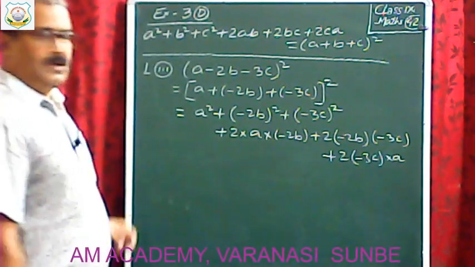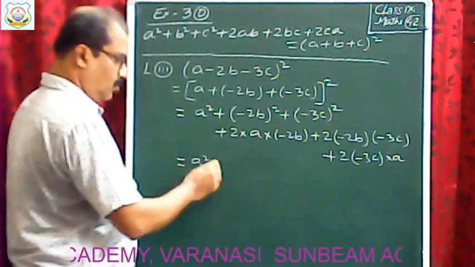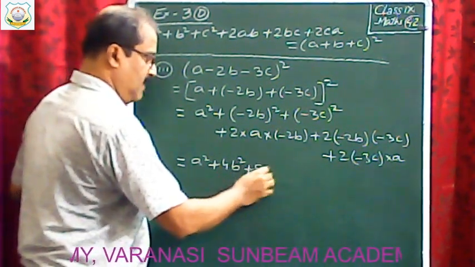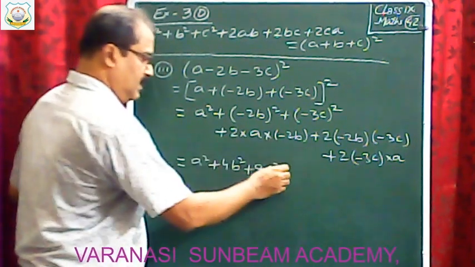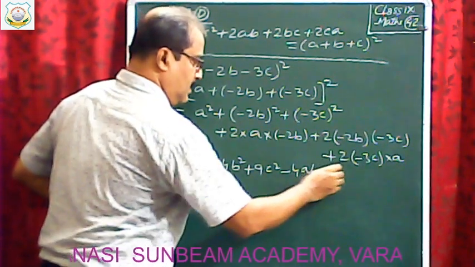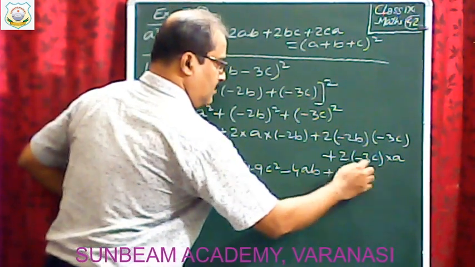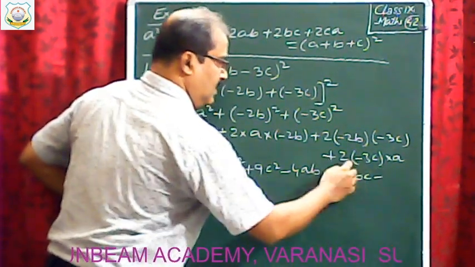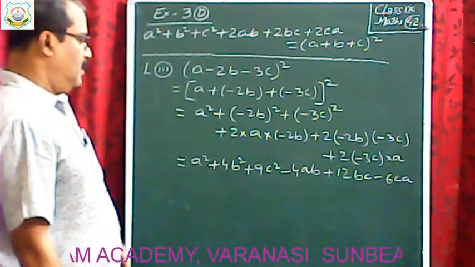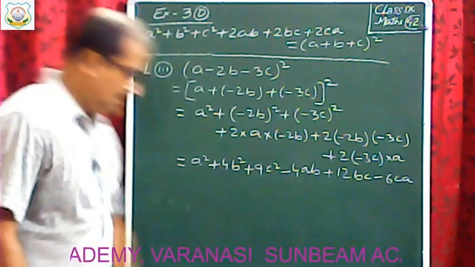Okay. Now you have to simplify and write the expanded form. So a square, minus 2b whole square is plus 4b square, minus 3c whole square means 9c square, minus 4ab, plus 12bc, minus 6ca. Okay, so in this way you have to expand the given square of a trinomial. Clear?